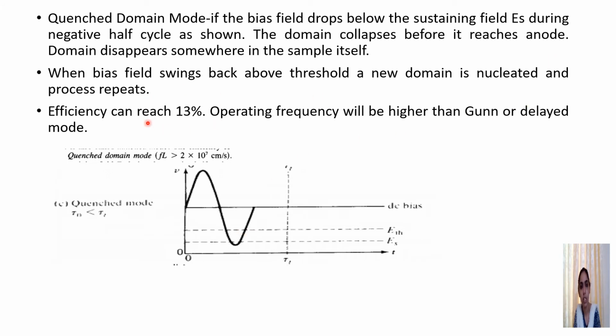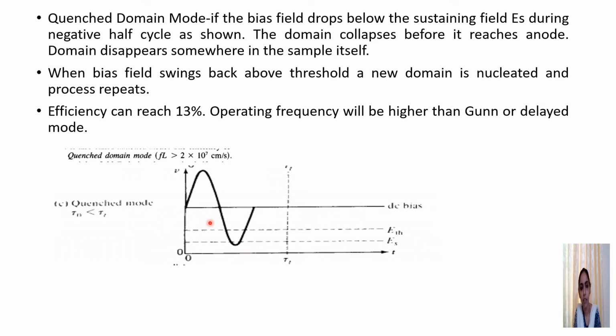So efficiency can be somewhere around 13%. Okay, so when will a new domain be formed? A new domain can be formed only when the bias field becomes greater than the threshold. Then the new domain is nucleated and the process can repeat. And see how here the transit time TOT of the device is located far away from this particular signal. That is, it is not coming to the anode side. The transit time through the specimen is not being completed. Before that itself we are collecting this particular domain mode. Okay, it is getting actually collapsed.